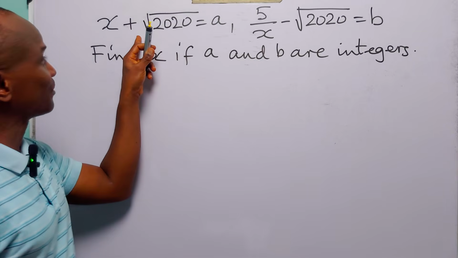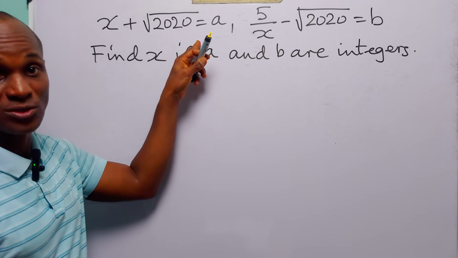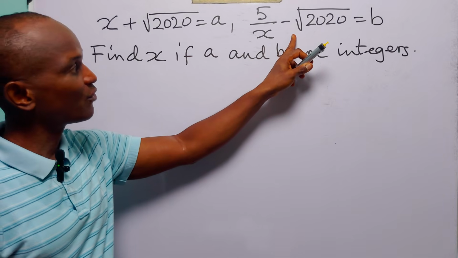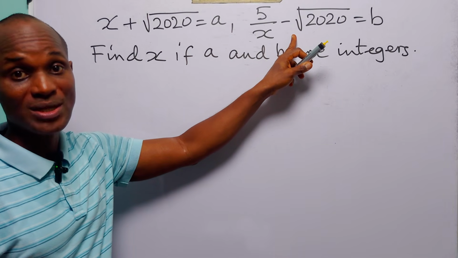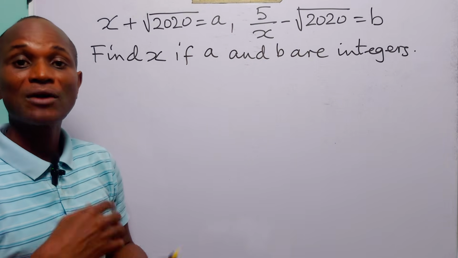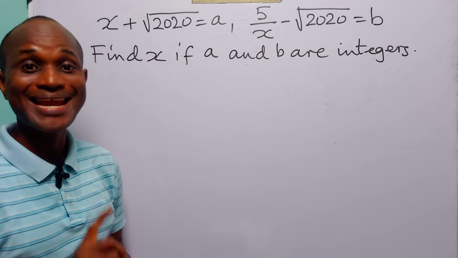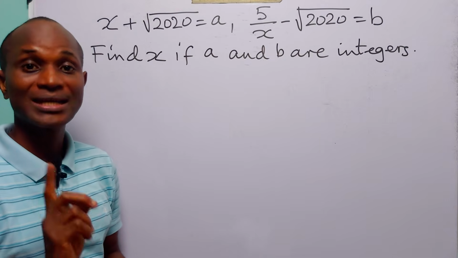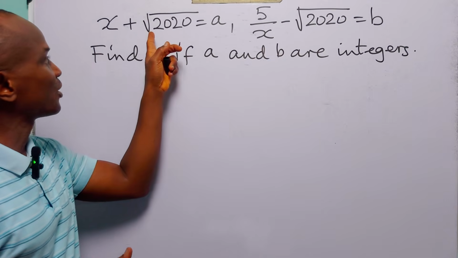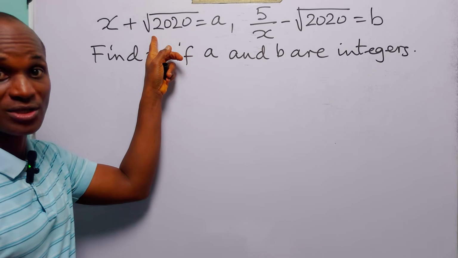In this math tutorial, our task is to find the value of x. Given that x plus root 2020 is equal to a and 5 over x minus root 2020 is equal to b. Now, the only information we have about a and b is that they are both integers. To solve this problem, let us start with this first equation.